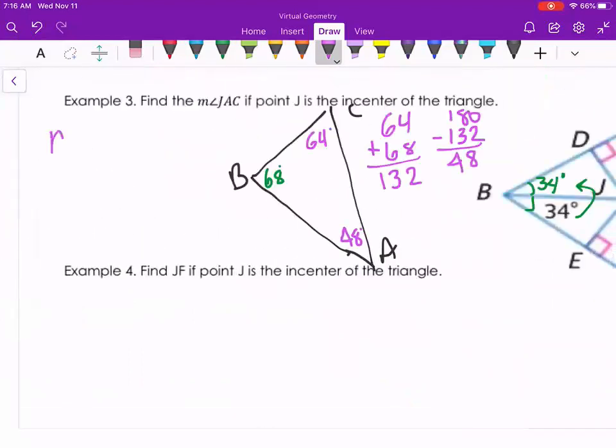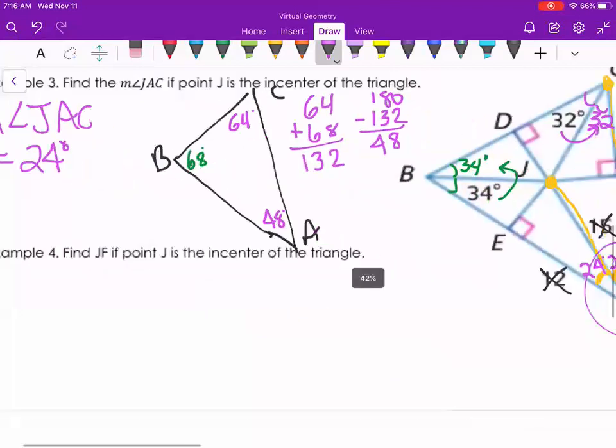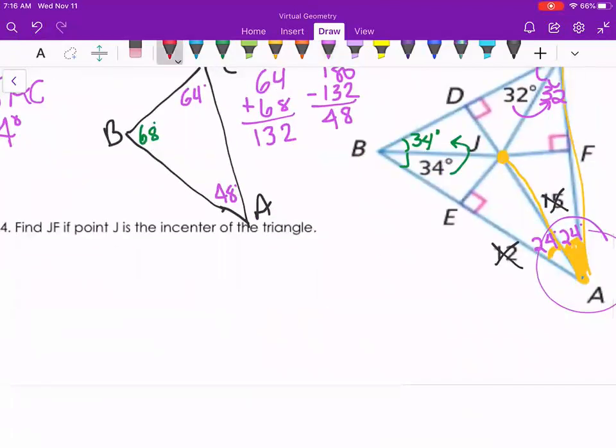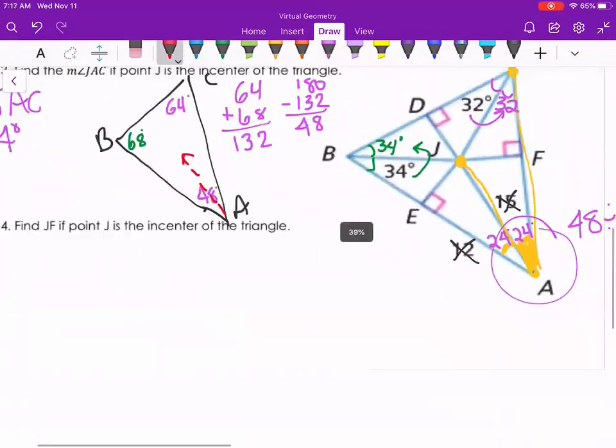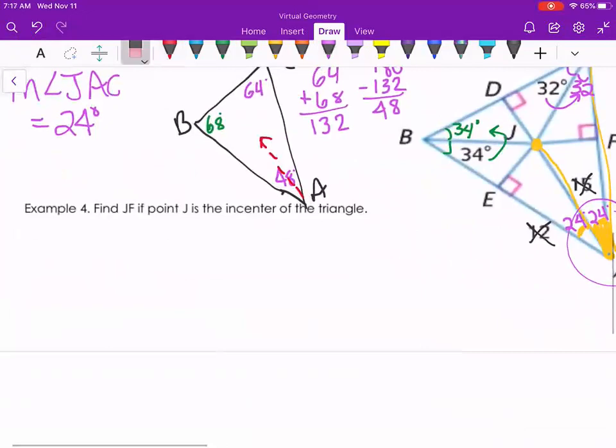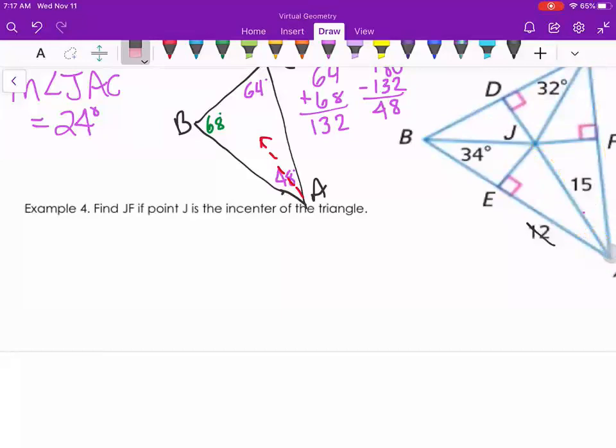So then the measure of angle JAC is 24 degrees. Again, because remember that 48 that we found was being cut into 2 parts. So now let's use this same triangle. I'm going to erase all of this out of here and do our example for our last one.